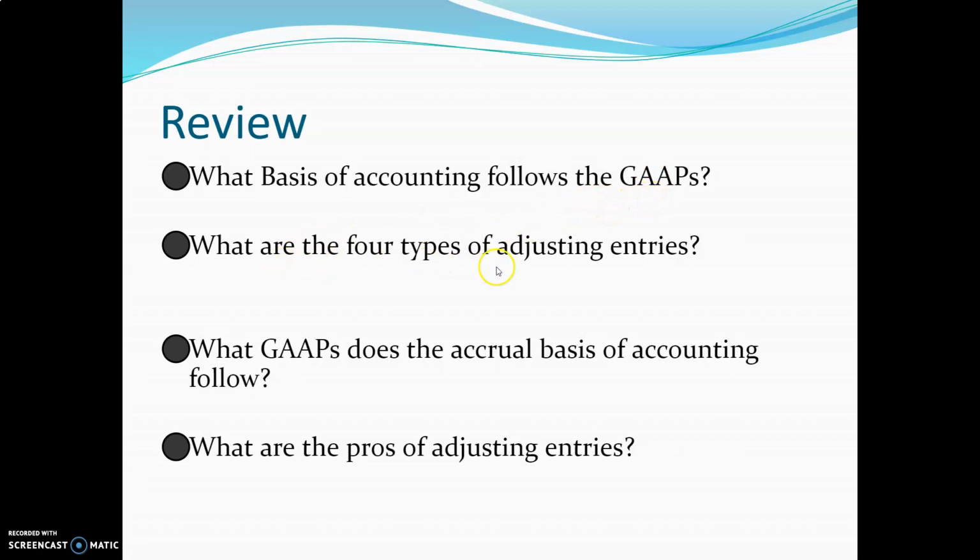What are the 4 types of adjusting entries? Well, they would be that little table that I had in the last lesson, which would be prepaid expenses, unearned revenue, accrued expenses. What does GAAP's accrual basis of accounting follow? Well, it's revenue recognition and matching. We're trying to match those revenues when they're actually earned, and we're matching the expenses to the revenues that they do in fact earn along with them.